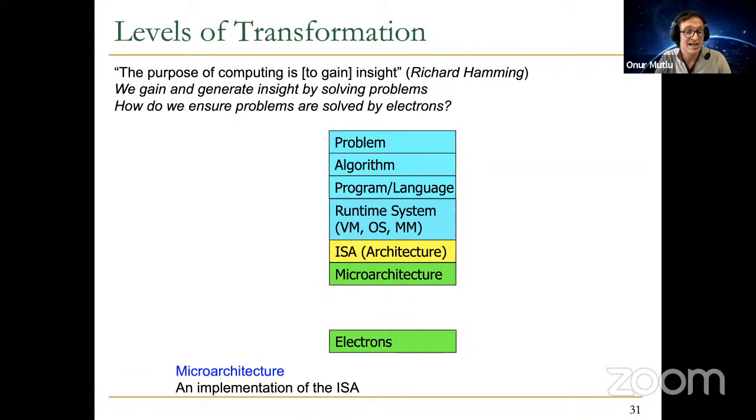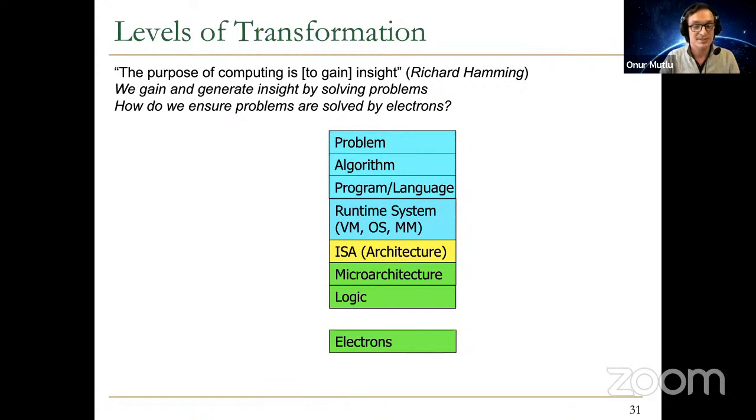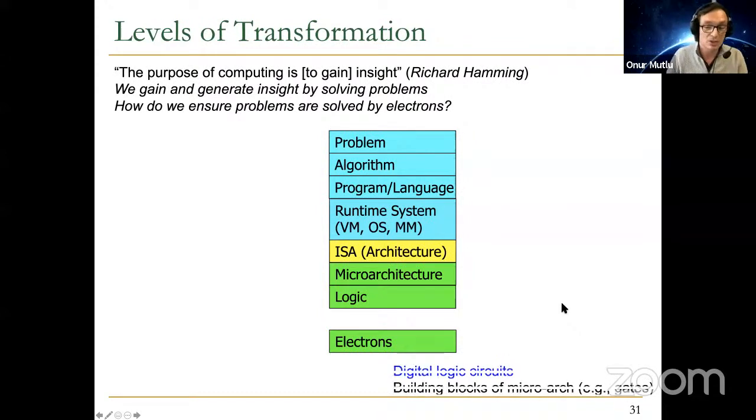Some of the implementations underneath basically do things that the ISA doesn't talk about, but the implementations don't expose that to the programmer. So they still satisfy the contract, but they do very, very interesting things like out of order execution of instructions so that they can actually maximize the performance of systems. Okay, and that microarchitecture gets implemented in logic gates and logic structures. This is essentially what we will also talk about.